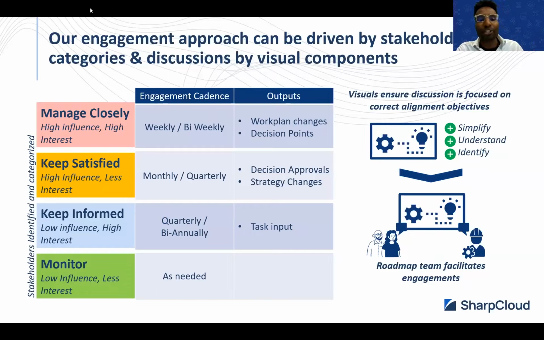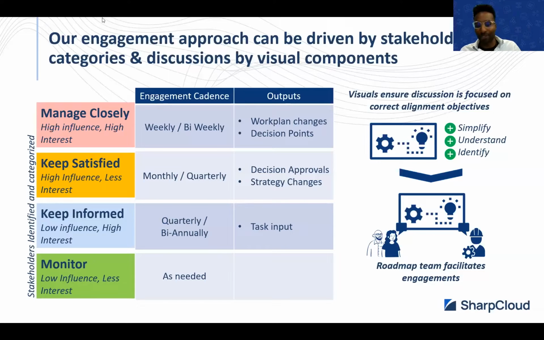So you manage closely stakeholders who have high influence and high interest. You might engage them weekly or bi-weekly, and the outputs of that meeting are going to be maybe work plan changes and decision points. What I mean by decision points are things that you can agree on that need to be escalated to the next level. And these outputs are generated by making sure that we use visuals during those meetings to focus on the correct alignment objectives.